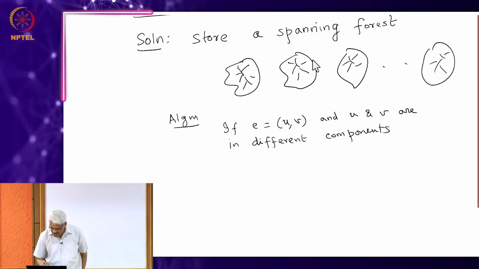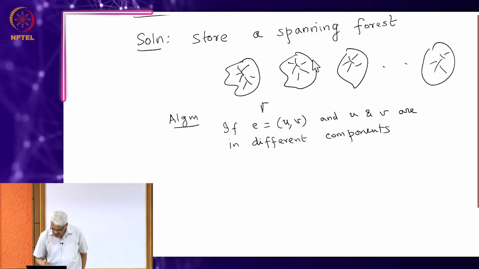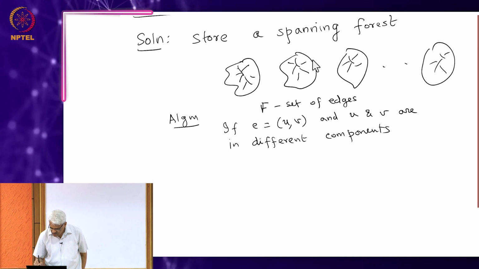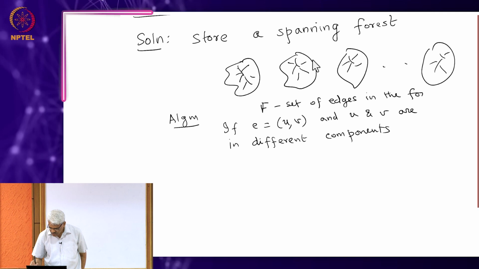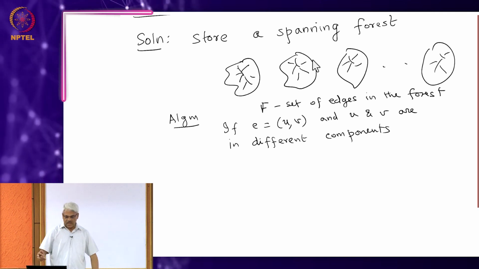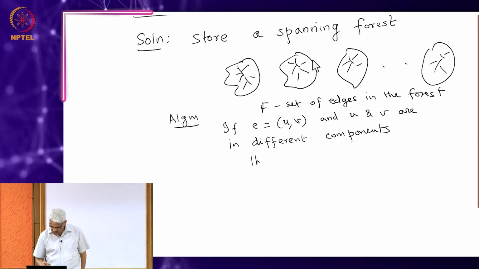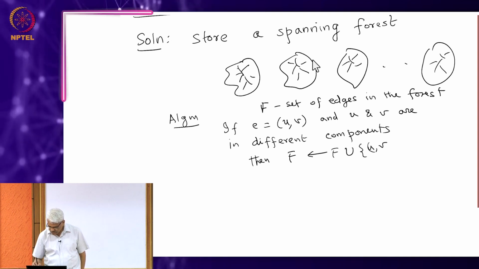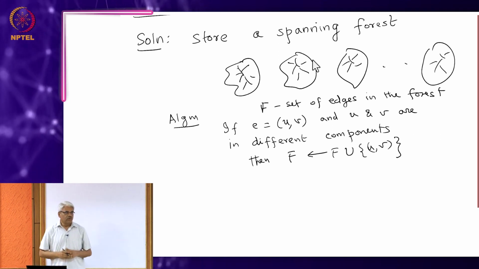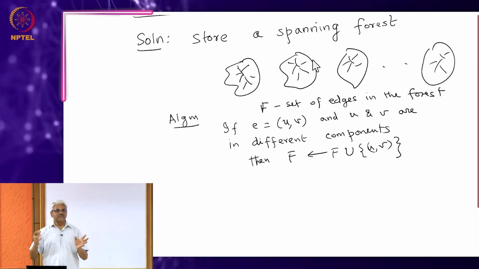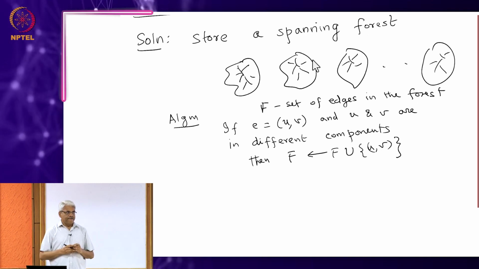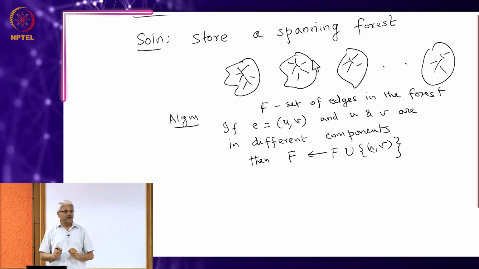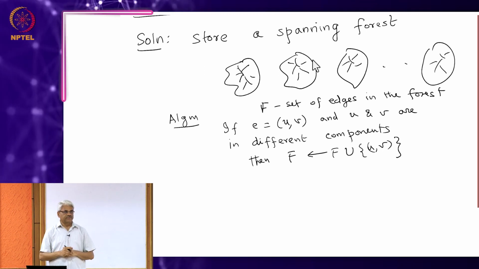Okay, so I maintain a set of edges, let's say F, which is initialized to the empty set. I start with nothing. That's all. So what am I storing? I'm storing a set of edges in a spanning forest of the graph. Okay, and when a new edge comes, I check whether the endpoints are in different components. If so, I will add it to my collection of edges. Otherwise, I just discard it. Okay, that's my algorithm.